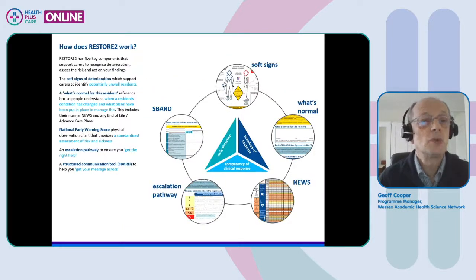So how does Restore 2 work? There are 5 key components. It starts with early recognition of deterioration using soft signs, relating those to what's normal for the individual concerned, and then using the National Early Warning Score to take and to record the observations. To escalate the concerns using the thresholds in the NEWS score, and then to use a structured communication tool like SBARD to help you get your message across.